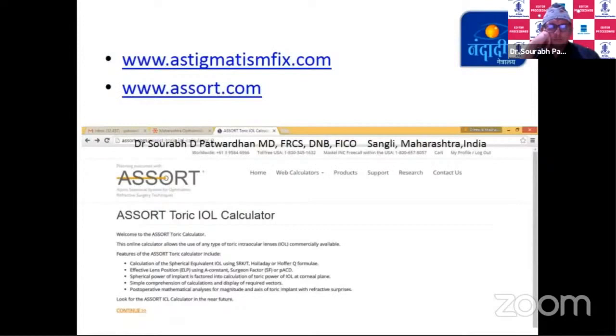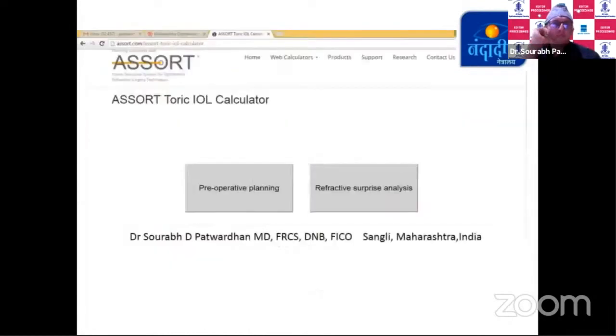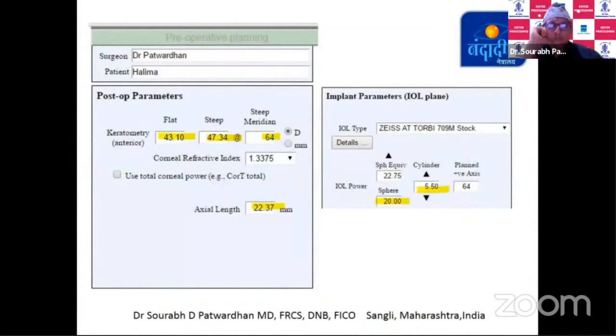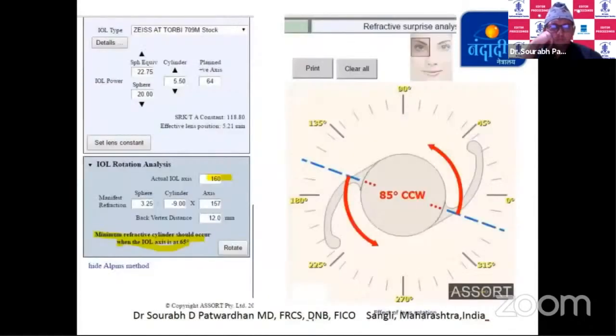So I used this website, assort.com. I entered all the post-operative data. We have to enter the post-operative keratometry. We have to enter which IOL was placed, which model and which cylinder power was placed inside the eye. And then we have to enter exactly what is the axis at which the IOL is lying. So here the IOL was at 160 degrees. And then I entered the objective refractive error in the post-operative period. And what this site is telling me is that I have to rotate this IOL 85 degrees counterclockwise.